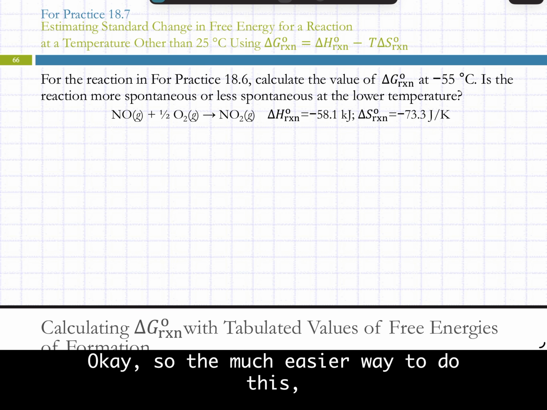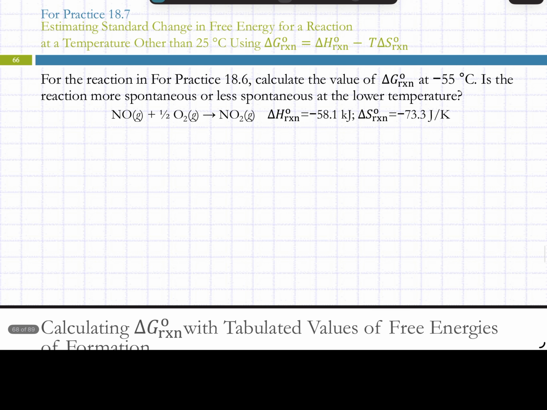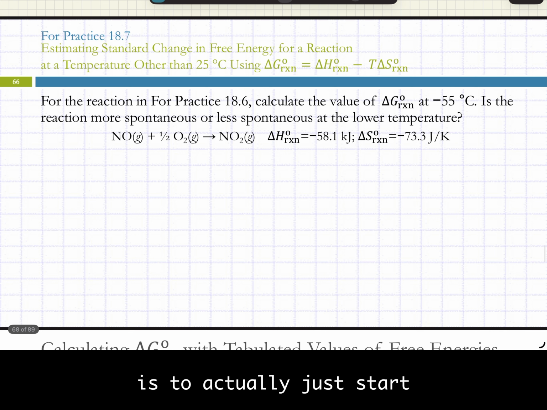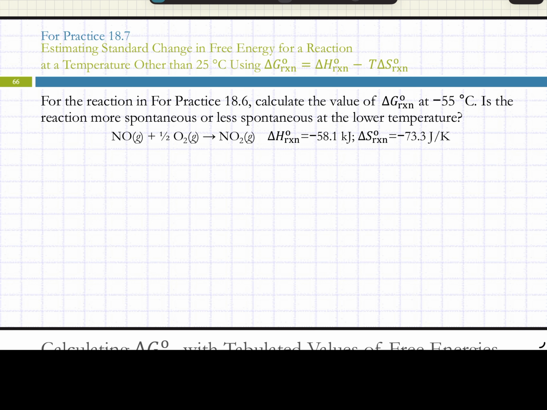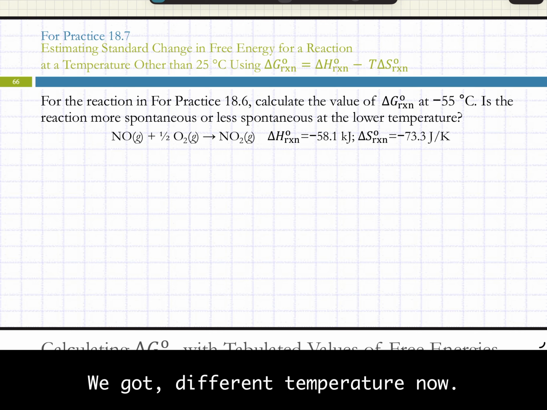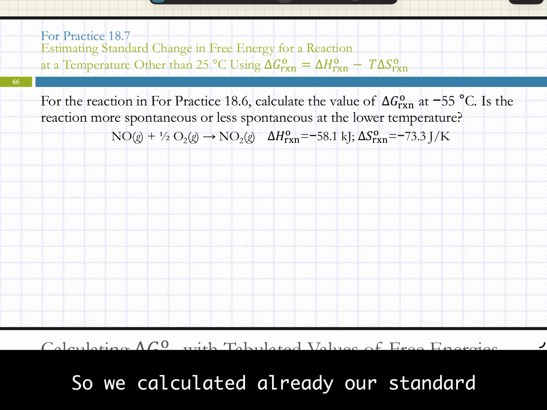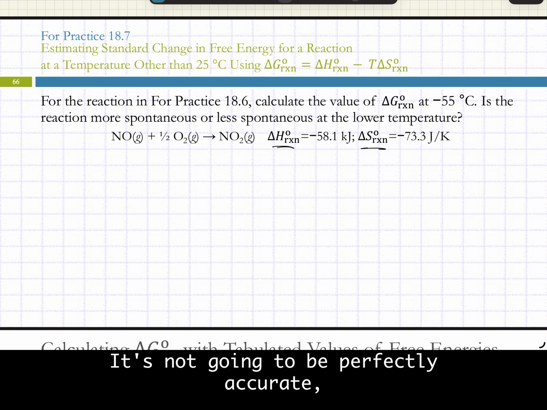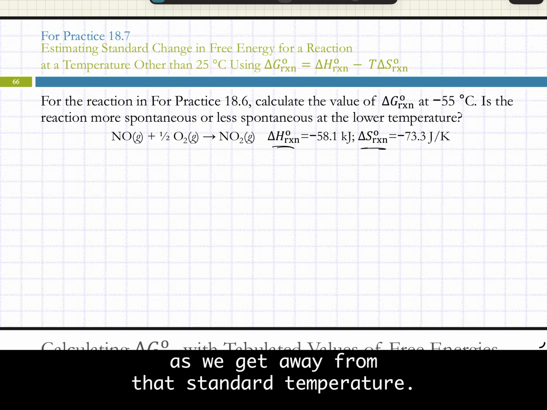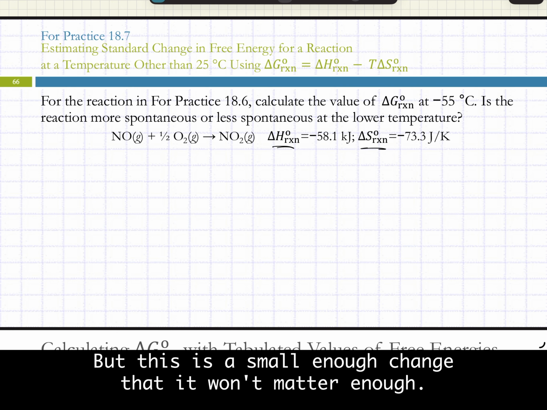Okay, so the much easier way to do this is to actually just start with standard values for the reactions. Oh, right. We got a different temperature now. So we calculated already our standard values, and we can use this to make predictions about delta G. It's not going to be perfectly accurate as we get away from that standard temperature, but this is a small enough change that it won't matter enough.